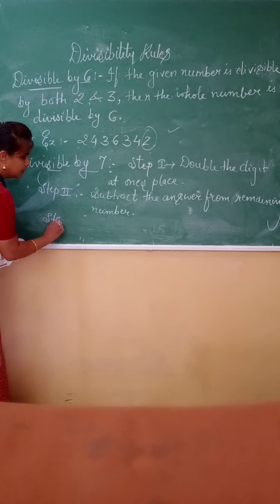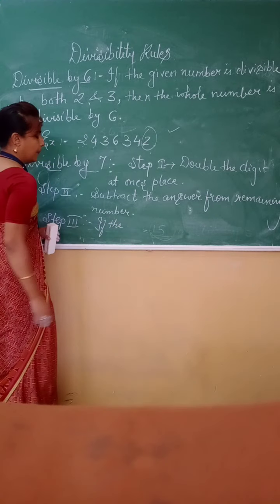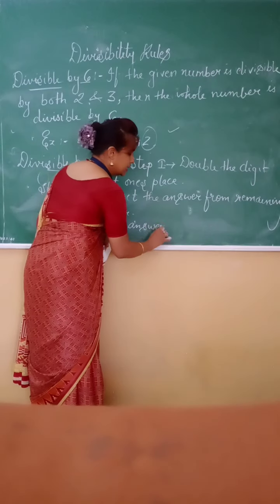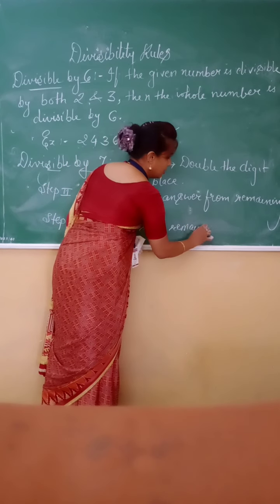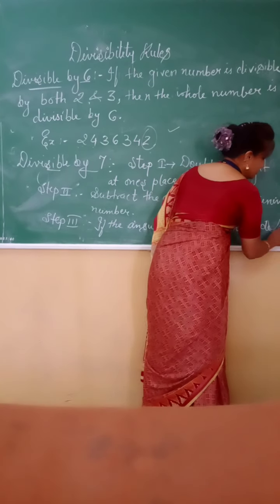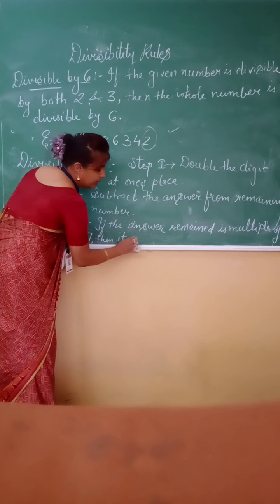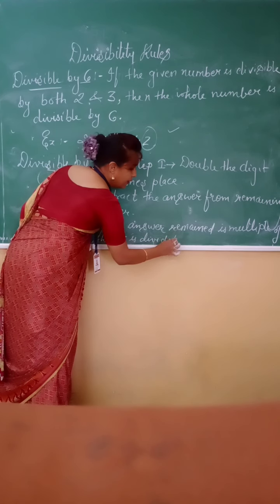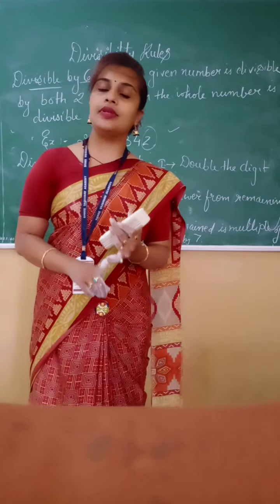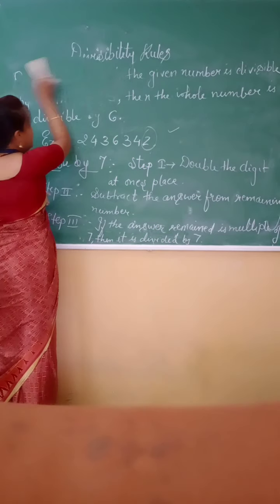Third step, if the answer remain is multiple of 7, then it is divided by 7. अब जो आंसर बचा है, यदि वो आंसर 7 का मल्टीपल है, then the whole number will be divided by 7. For example, let us take the example for this.